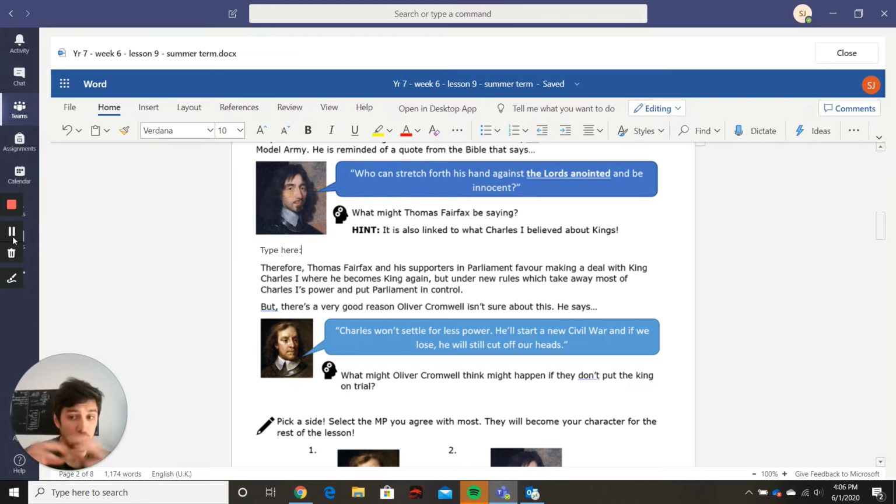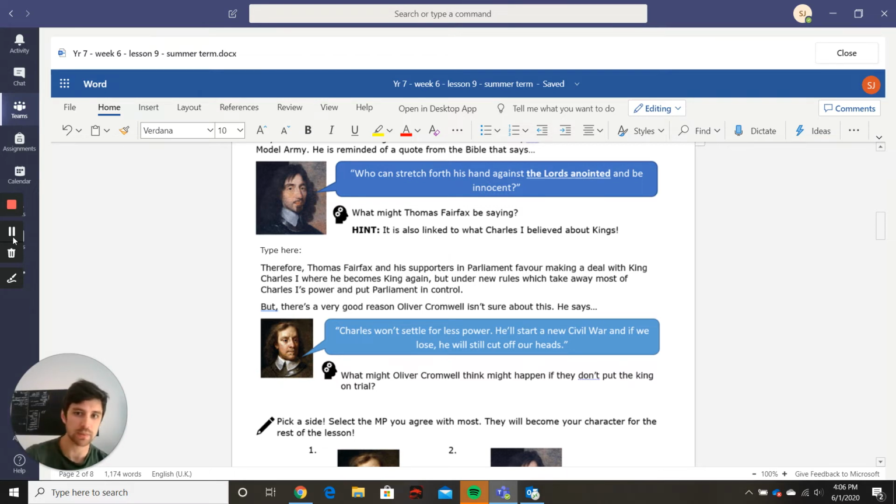Hopefully you've worked out that Oliver Cromwell thinks another civil war will happen. They could lose, they could end up dying. It could have really severe consequences for the parliamentarians, because they could be executed. The stakes are high. We've got to work out this conundrum. Who is going to win in this context?